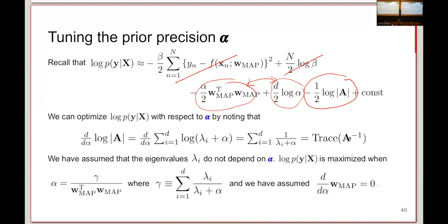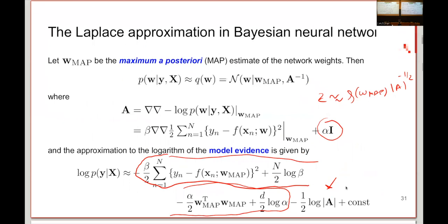There is one critical thing that we did here. We have assumed that these eigenvalues, lambda i, don't depend on alpha. That's wrong, because they depend on alpha through the MAP solution. If you think about the matrix A, it is going to be this thing evaluated at the MAP solution. And we obtain the MAP solution by optimizing the log posterior, and that log posterior includes a prior term that depends on this alpha. So this W MAP depends on alpha, and then the eigenvalues of the log likelihood depend on alpha.